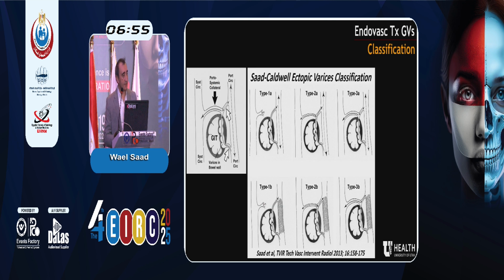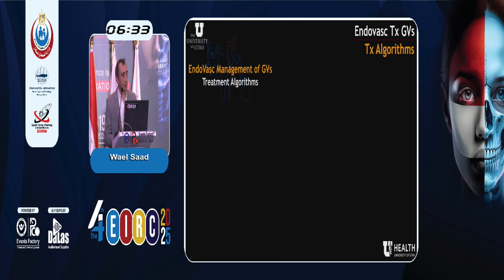This is a general classification system of gastric varices. You'll see that not all of them have portosystemic shunts. In type one, you basically have portal shunting. In type B, there's thrombosis, and in type A, there's actually no thrombosis. You don't have to memorize that classification, but you should wrap your head around it.